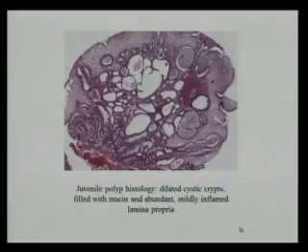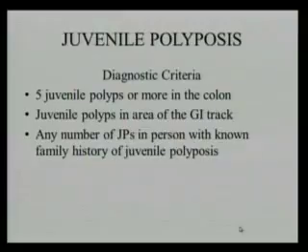That's how a juvenile polyp looks under the microscope. It has dilated cysts with a lot of mucin filling the cysts, and the lamina propria is inflamed. That's typical for a juvenile polyp.